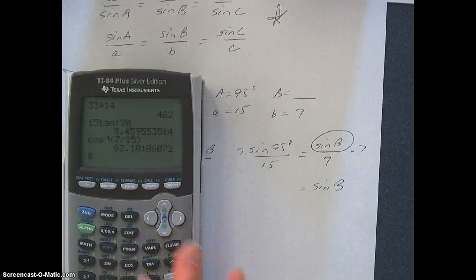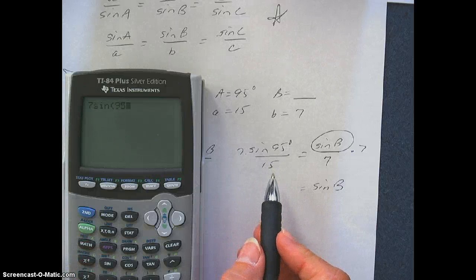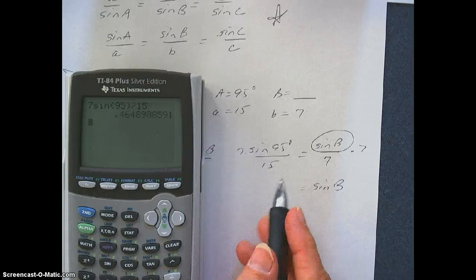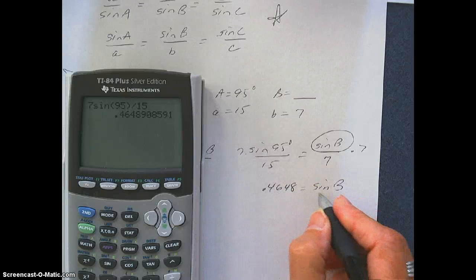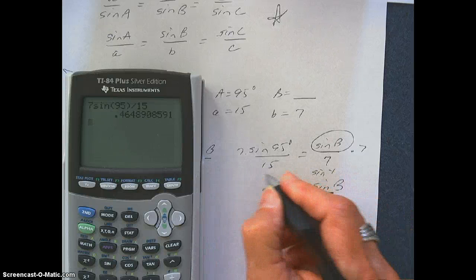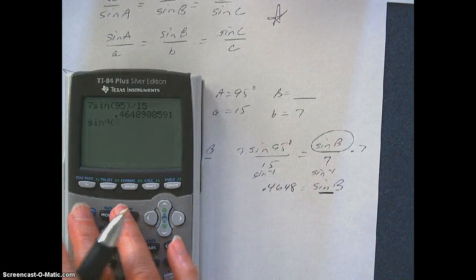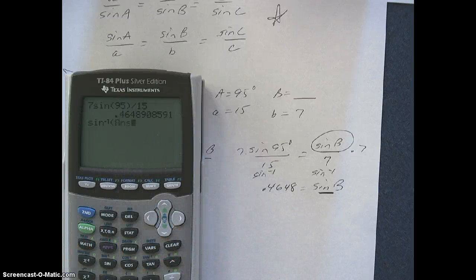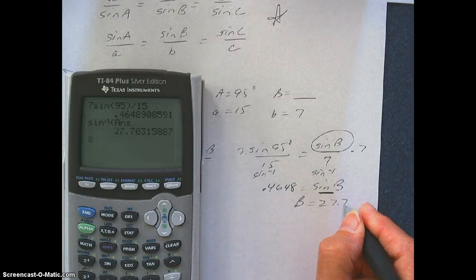Please punch with me because this is a little awkward. So we'll go 7 times the sine of 95. Make sure you end that. All divided by 15. And this is what the sine of B will equal. So again, remember to get rid of the trig function, sine, we'll do the opposite, sine inverse. So we'll take sine inverse, and the easiest way to punch this in is to hit second and then answer. And then angle B will be 27.7 degrees.